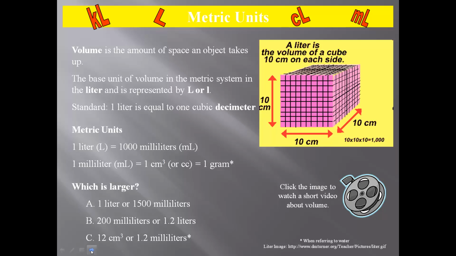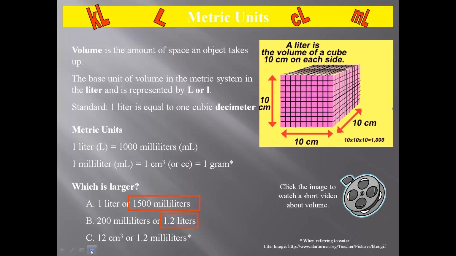Let's look at a couple of these examples below here. Which is larger, 1 liter or 1,500 milliliters? Well, 1 liter is 1,000 milliliters, so we would expect it to be 1,500 milliliters, and sure enough. 200 milliliters or 1.2 liters. 1.2 liters would be 1,200 milliliters, so that should be larger.